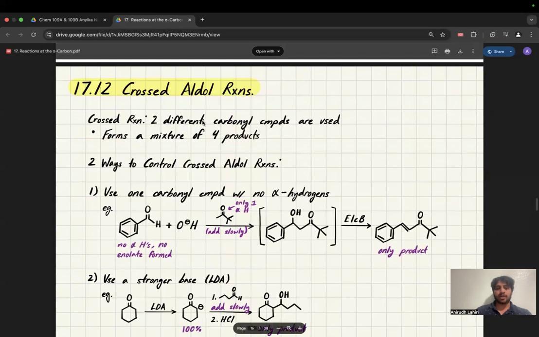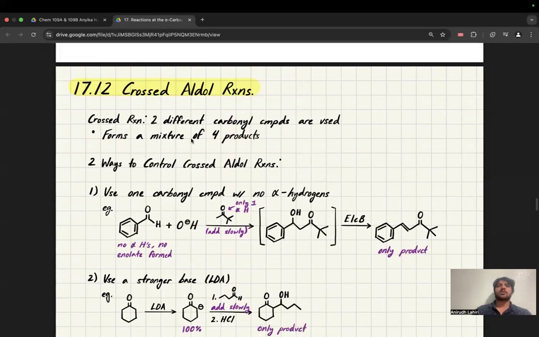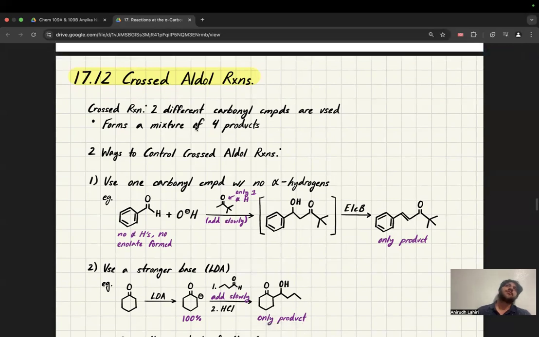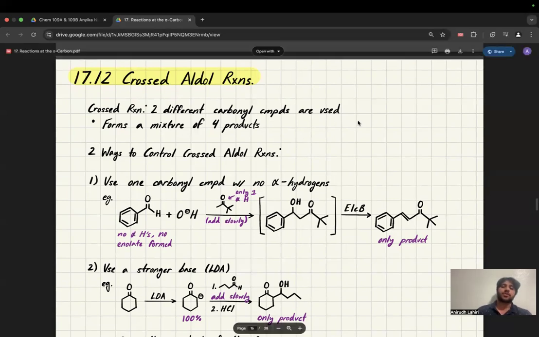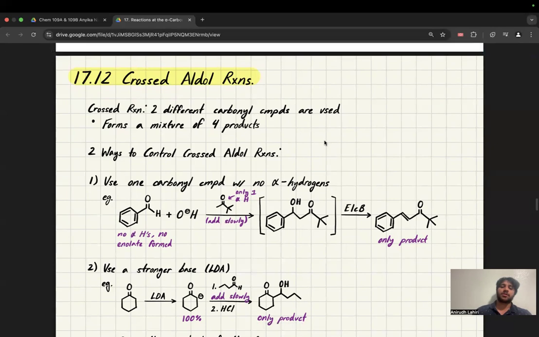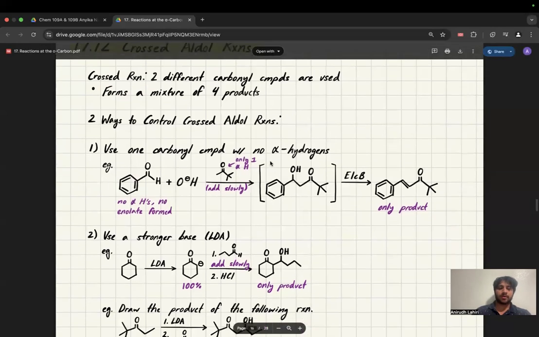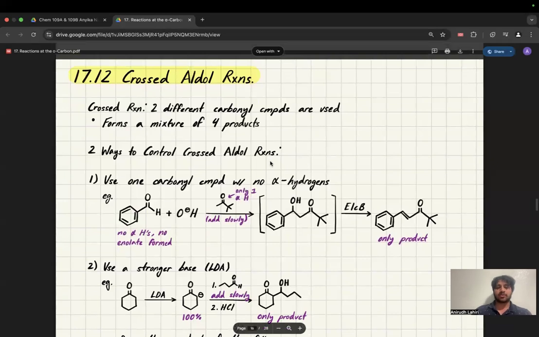Okay, crossed aldol reactions. So we just talked about an aldol reaction when we have two of the same molecule, right? Two aldols. A cross reaction is when you have two different carbonyl compounds, and they form four products, right? Two times two is four. So if I have one product here, one, two, three, four. Okay, so there are ways to control this and only get one product.